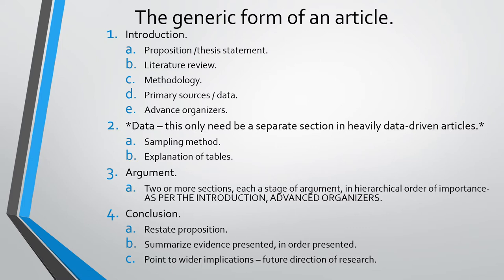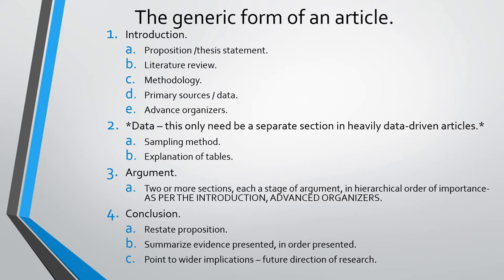Really data-heavy social sciences such as demography, certain kinds of sociology or psychology, certainly economics, these very often will have a separate section on data and data collection, whereas for example, articles in the field of literature, literary studies, and often in the fine arts for art history will not have a data section. So keep in mind that number two here is optional, and I'll come back to that in a moment.